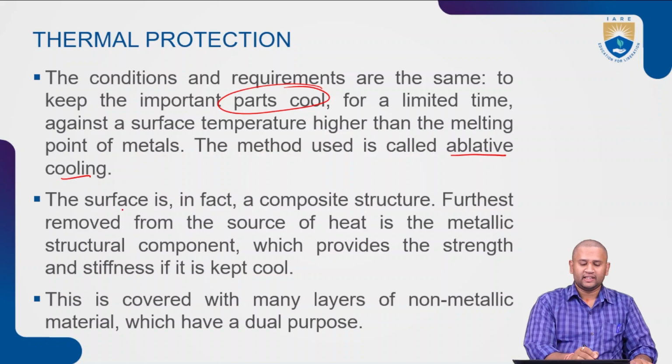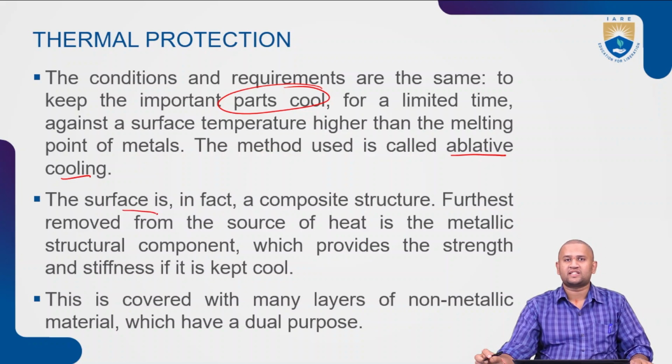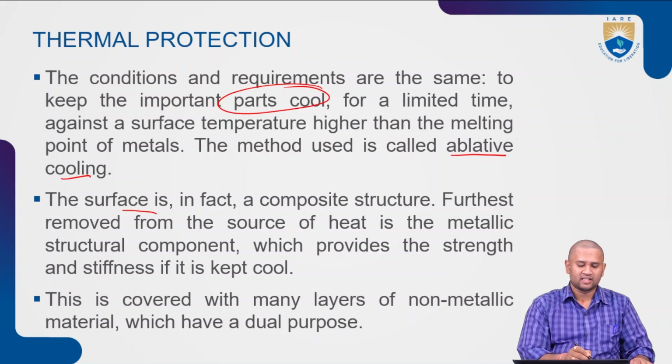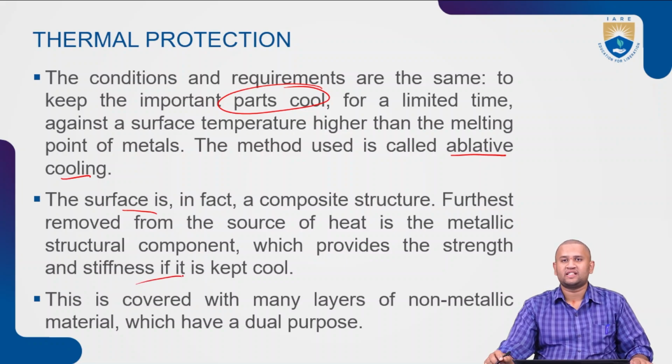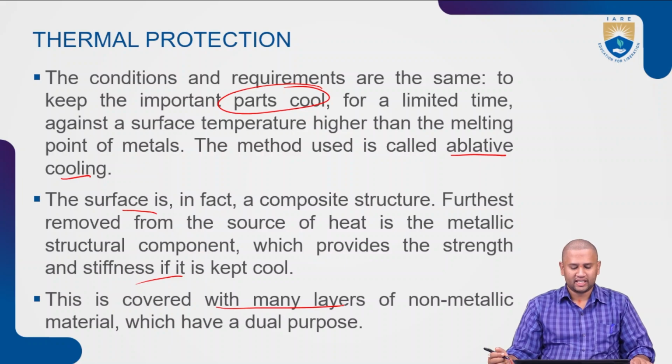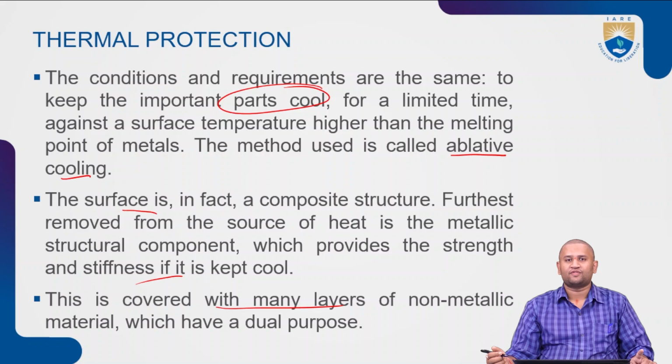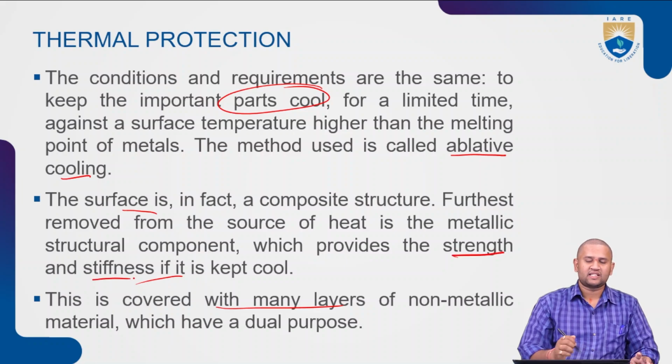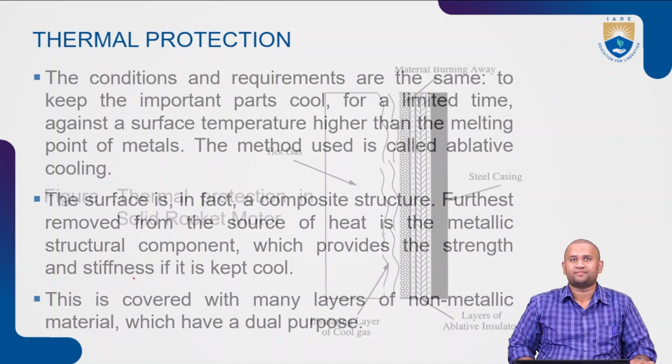Right? When the surface is in fact a composite structure, the farthest removed from the source of heat is the metallic structural component, which provides the strength as well as the stiffness if it is kept cool. This is covered with many layers of non-metallic material which have a dual purpose. First one, to cool off the temperature. Second one, to provide strength as well as stiffness for the rocket motor.